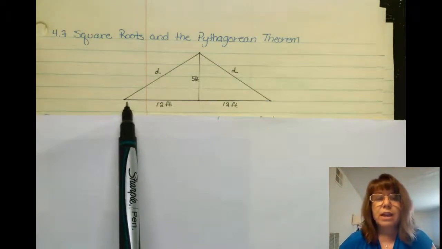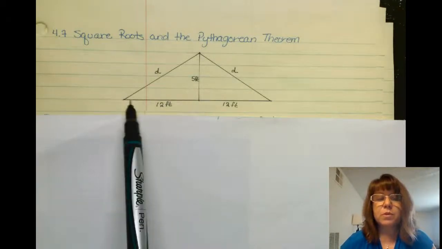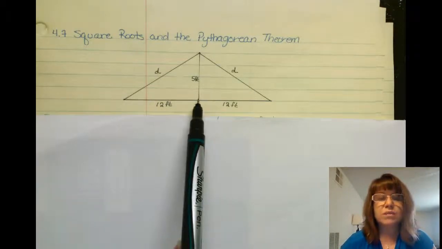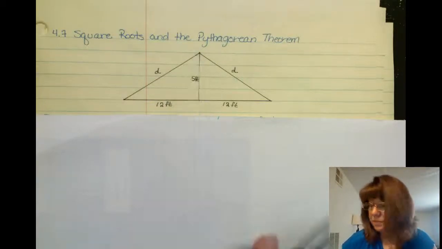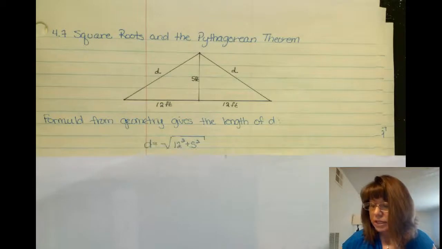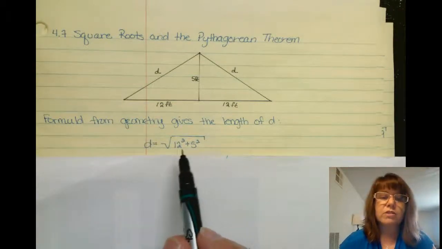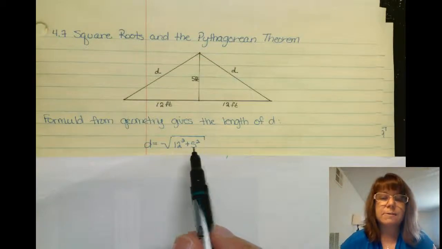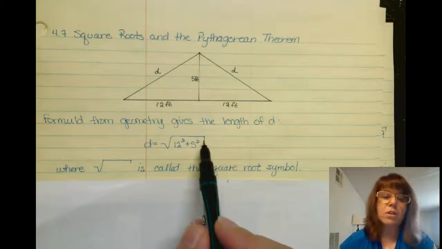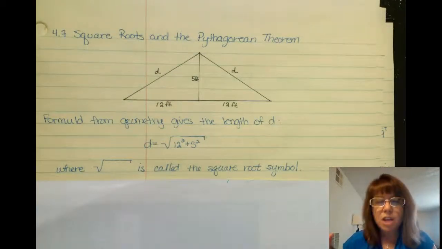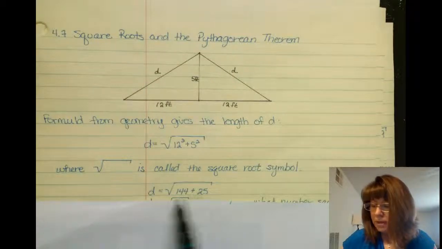If I know that my distance from the tip of the roof to the middle of my house is 12 feet, and the height of the roof is 5 feet, from geometry this gives me the equation d equals the square root of 12 squared plus 5 squared. This marker is called the square root symbol, and we'll talk about that a little bit more. So let's just do the math here.